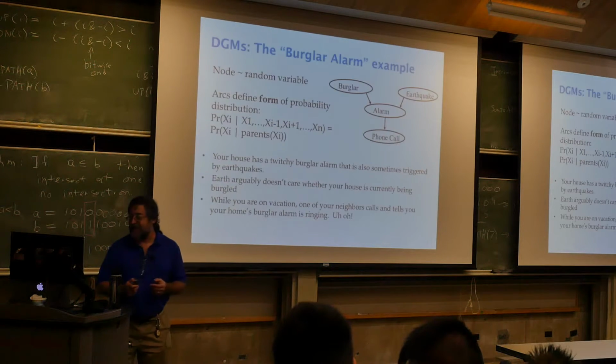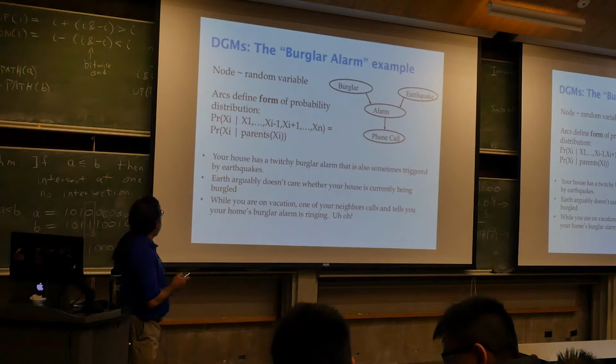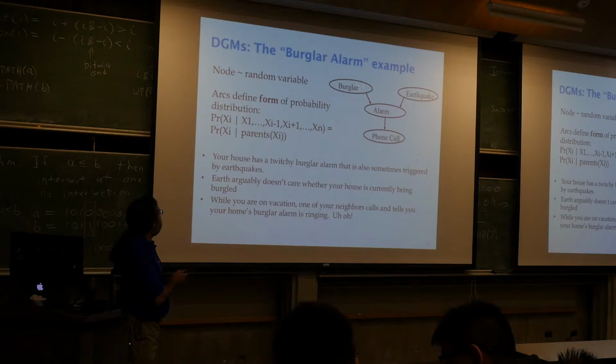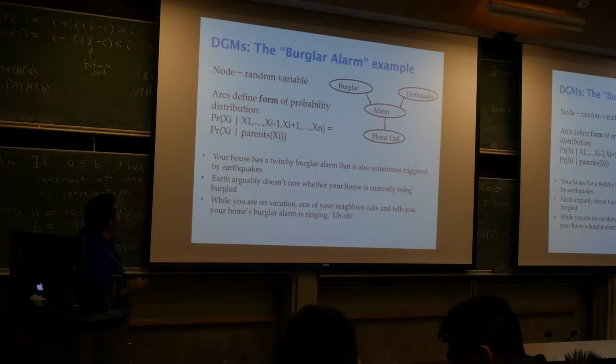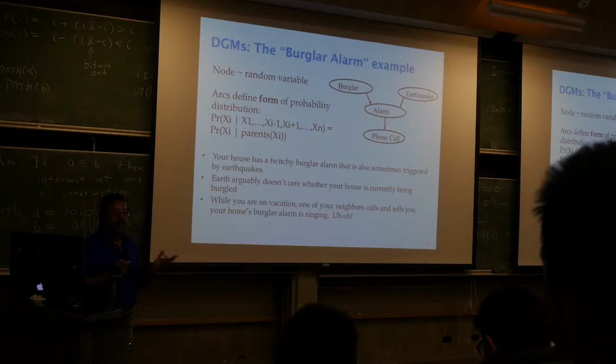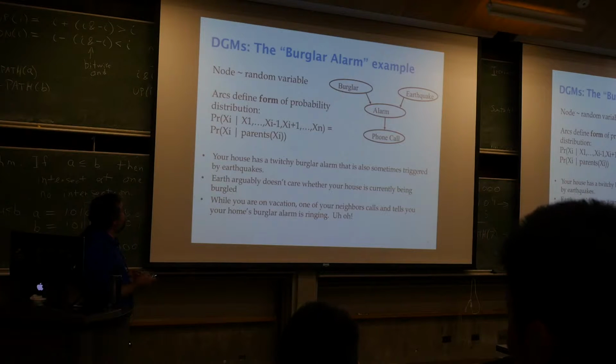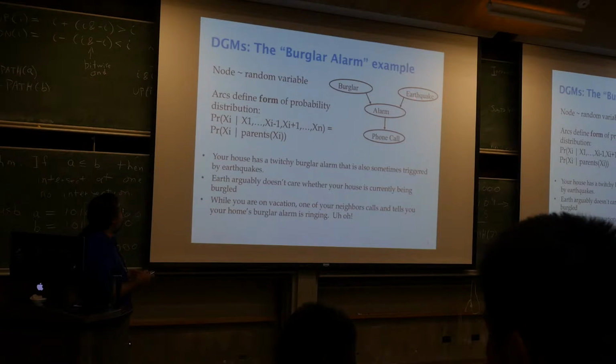So here's the canonical example of a directed graphical model. We've got four random variables: burglar, earthquake, alarm, and phone call. What you're expected to model here is the situation in the world. You've got this burglar alarm. Sometimes it's triggered by burglars, sometimes by an earthquake. I haven't been to California, but I hear that when there's an earthquake, a lot of burglar alarms go off.